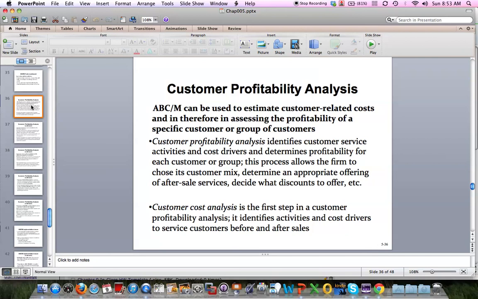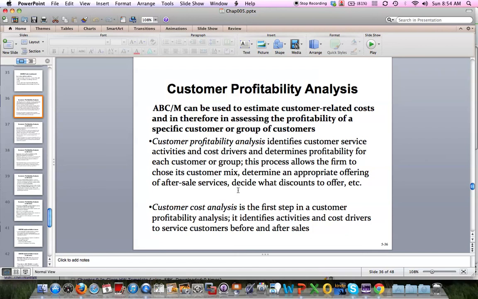And so we're really identifying customers, customer service activities and cost drivers, determining profitability for each customer or group of customers, and that's really what Best Buy is doing, is kind of aggregating customers by behavior or demographics to say these are our angels, and then likewise choosing a customer mix, and then of course by choosing a customer mix we're going to focus our advertising that would help us attract those customers that we want. Okay.